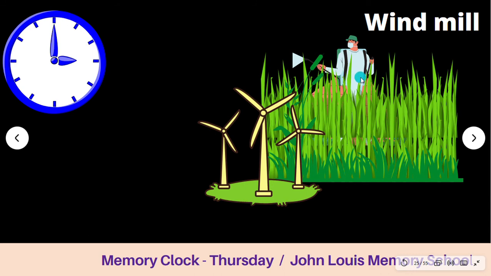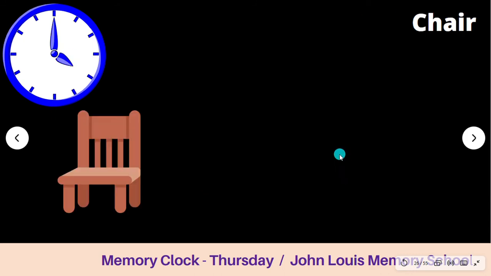Hope you have visualized it. Now let's move on to the next one. So what is the picture for 4 o'clock? A chair has 4 legs. Therefore, a chair is the mental picture for 4 o'clock.